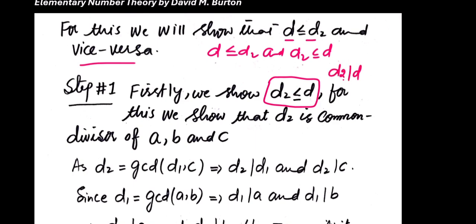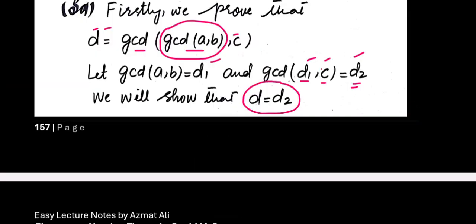In other words, D2 is a common divisor and D is the greatest common divisor of A, B and C. So our target is to show that D2 is a common divisor of A, B and C. As D2 is the greatest common divisor of D1 and C, this is what we defined here. D2 is the greatest common divisor of D1 and C.